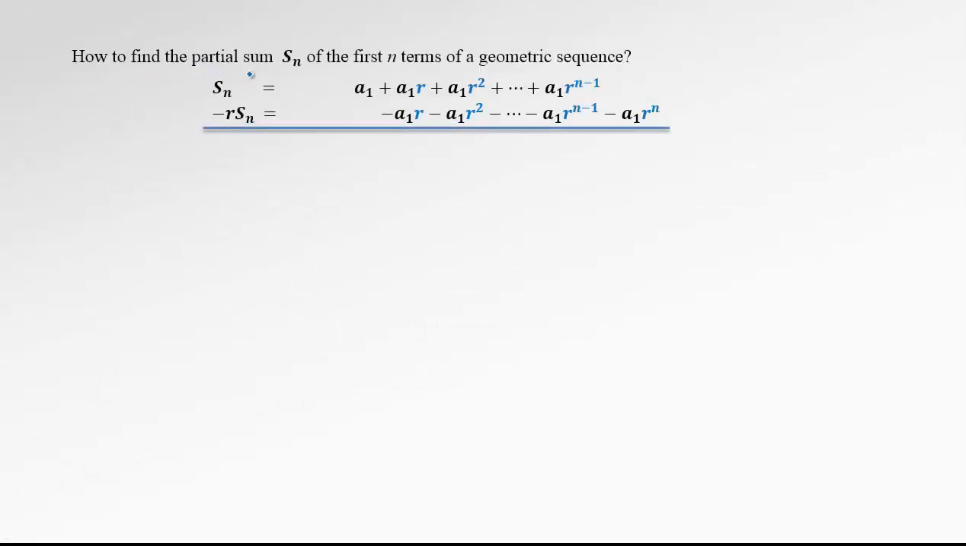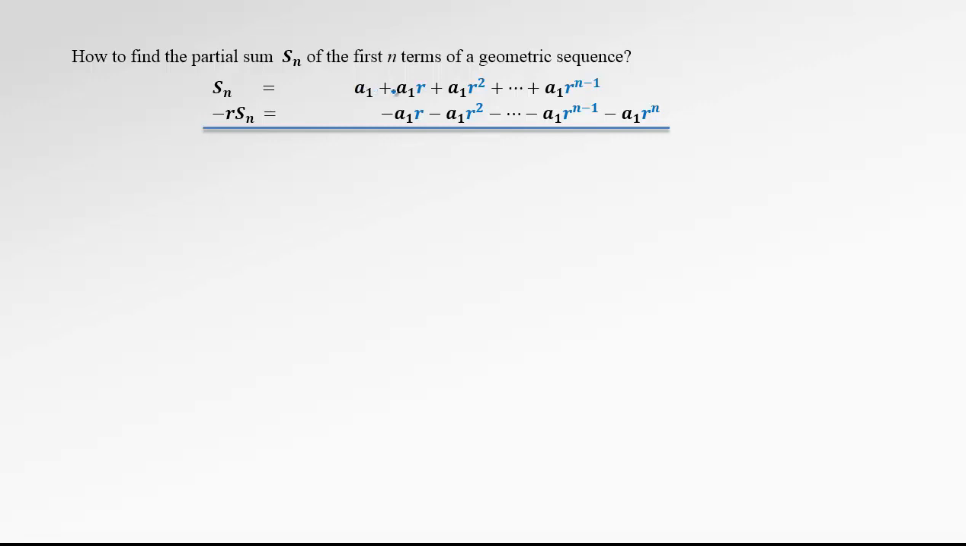How to find the partial sum Sn of the first n terms of a geometric sequence? Let's make a trick like this. First, we're going to write the whole sum of the first n terms of a geometric sequence. It is here, right? And then to annihilate some of those terms, we can multiply this original sum Sn by r and then subtract from the above sum.